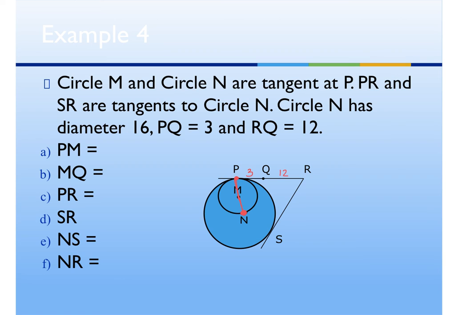And now remember, it told us that the diameter of N, so just draw any diameter through the middle, is 16 units long. And now we have to figure out PM.